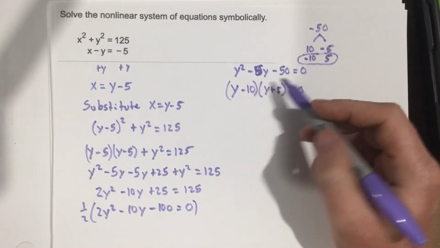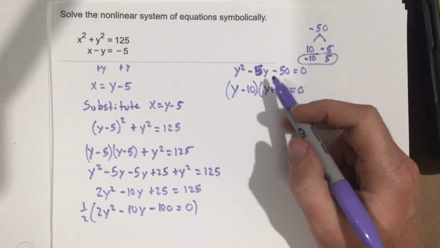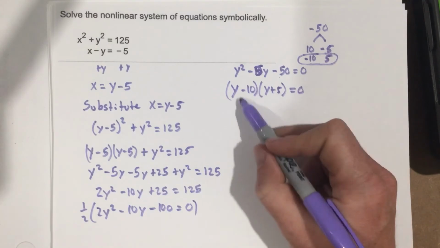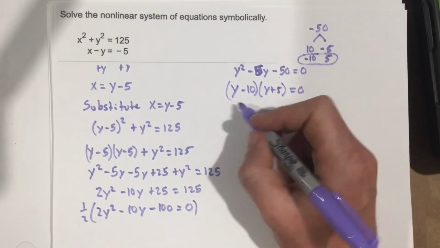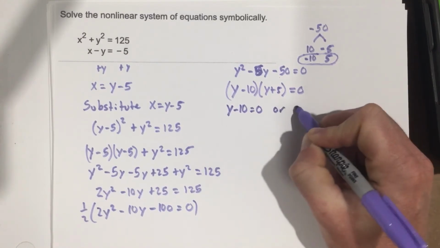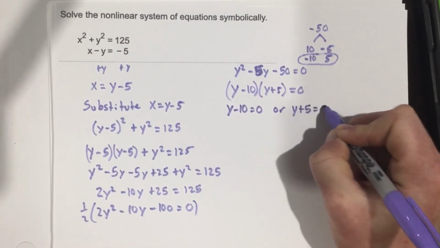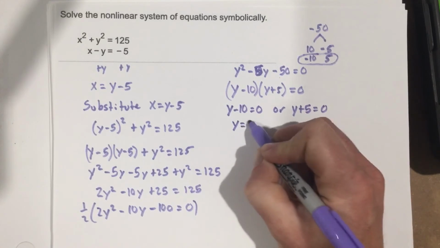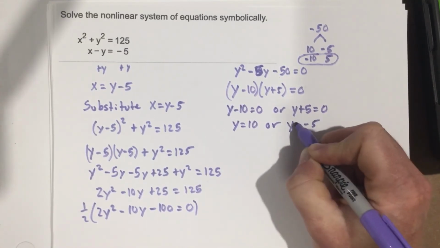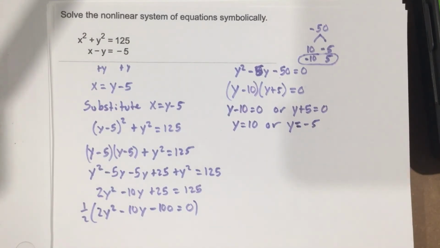So remember, you had a quadratic there. You can solve it using factoring, which I just did, or you can use the quadratic formula, completing the square, and so forth. Now let's use the zero product property after we factored it. Say y minus 10 equals 0, or y plus 5 equals 0. So you end up with y equals 10 or y equals -5. So you have 2 possible output values.